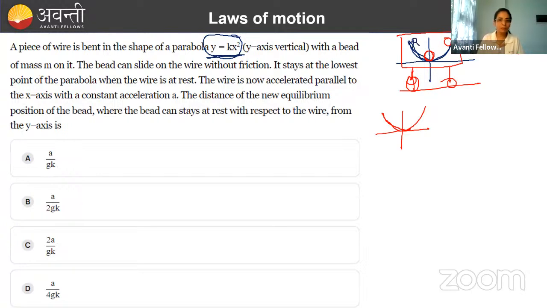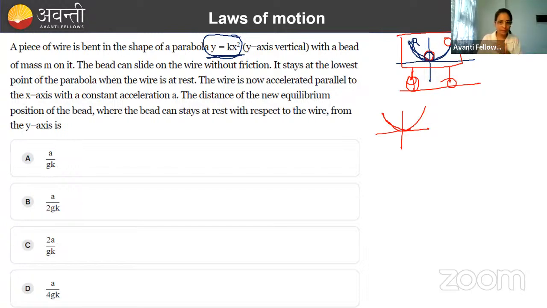So if I am sitting on the wire and trying to see the bead, then what kind of frame am I sitting on? Inertial or non-inertial frame? Definitely non-inertial frame, because this wire is accelerating. And if, sitting on the wire, I try to write the equation of this bead, what I will do first is apply a pseudo force on it. You have studied already, if you are writing equations from a non-inertial frame, you need to apply a pseudo force. And pseudo force is what? Mass into the acceleration of the frame, and its direction is opposite to the direction of acceleration.